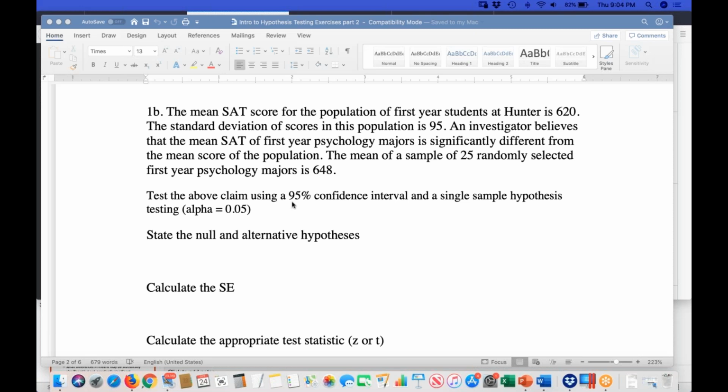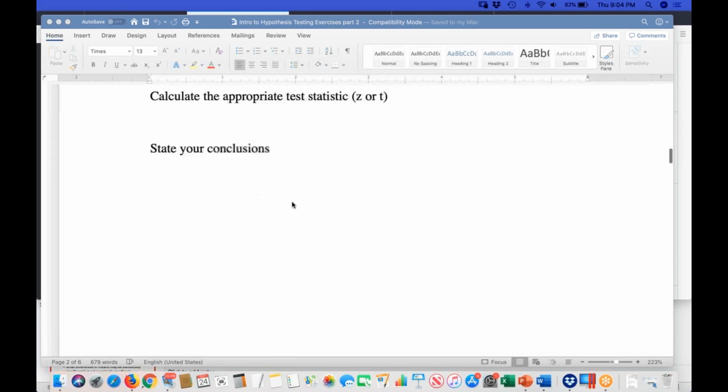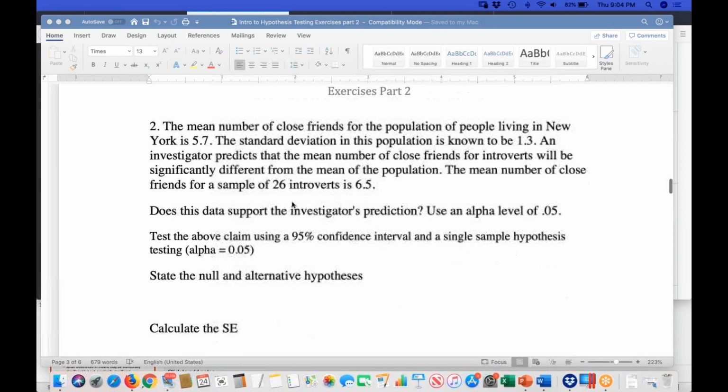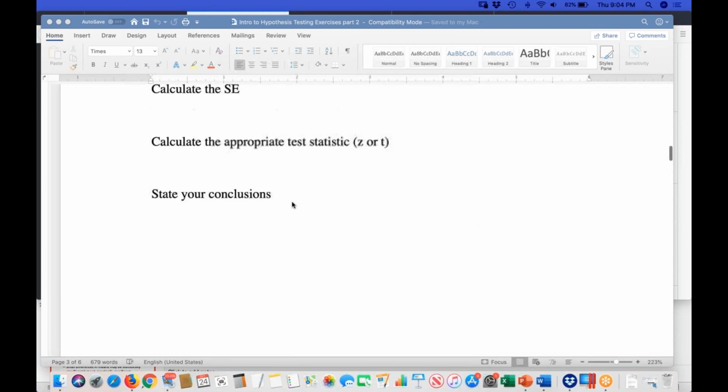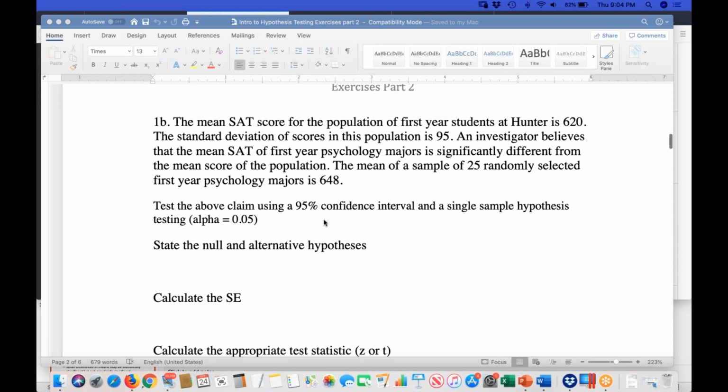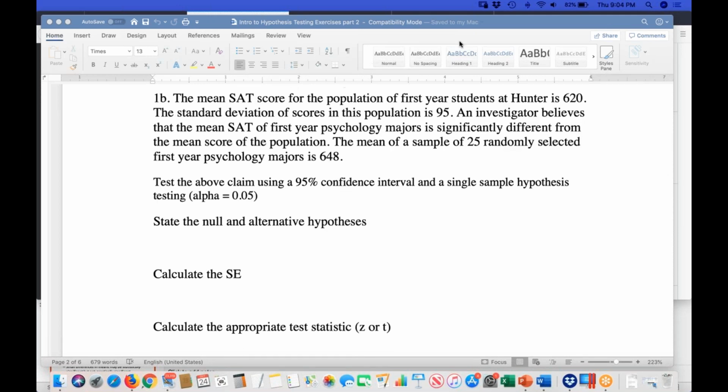Okay, so we got the same sample. In this one, the only difference is the sample size, right? Let's go ahead and do it. Again, we know what the standard deviation is, 95, so it's going to be a Z-score. The null hypothesis is that the mean for all majors is equal to the mean for psych majors, and the alternative hypothesis is that the mean for all majors is not equal to the mean for psych majors.